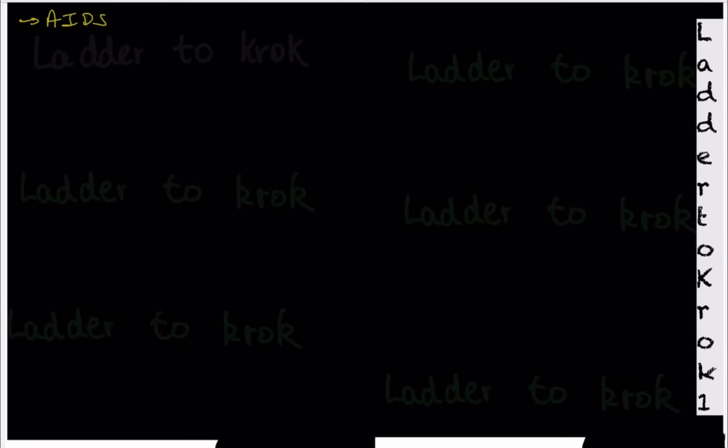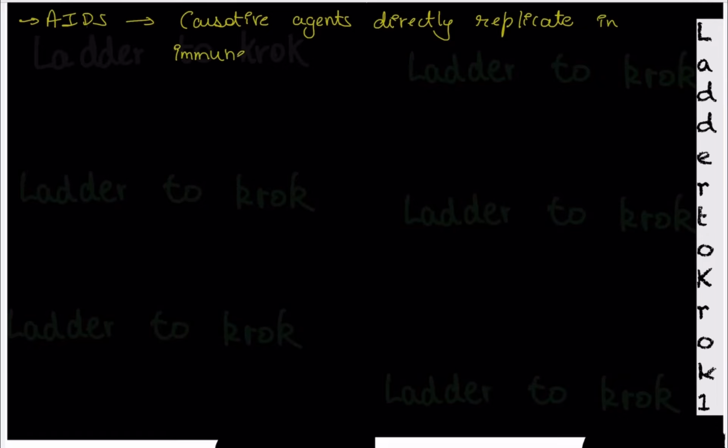So first one is AIDS. Basically, it's Autoimmune deficiency syndrome. Its causative agents directly replicate in immune system cells. Basically those cells are T helpers. So basically it affects T helper cells.